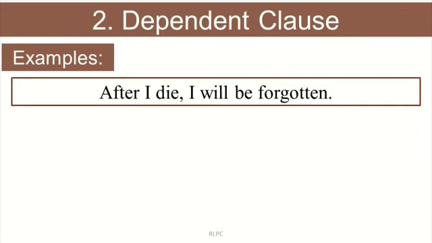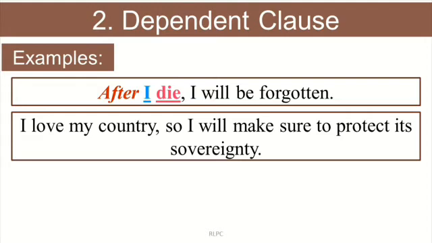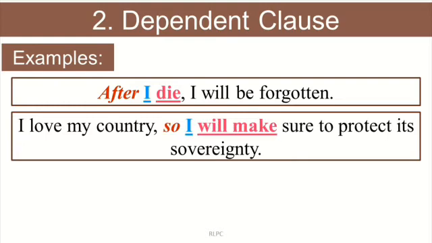Look at the examples. These are the same examples that we used in our independent clause. We have there a subject, I, and a predicate, die. And we have the clue word, which is after. But, does it have a complete thought? It doesn't. Therefore, it needs to be attached with an independent clause. The subject is I, and the predicate is will make. You have the clue word, so. Again, though it contains subject and predicate, it does not have a complete thought. Therefore, it needs to be attached to an independent clause.